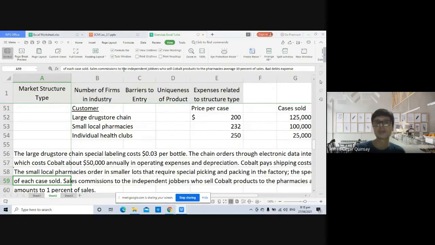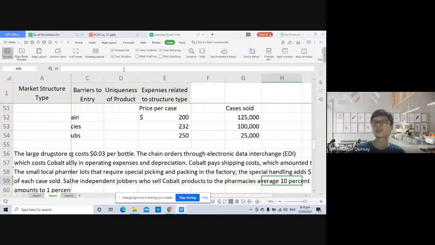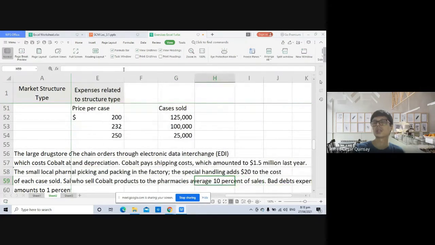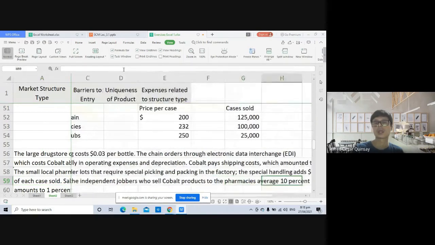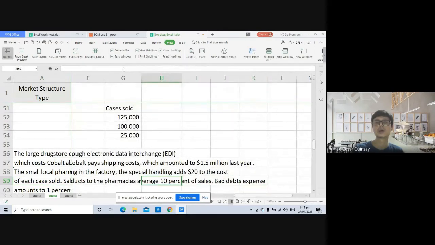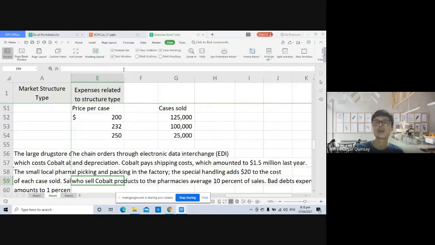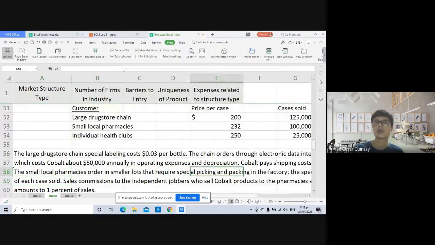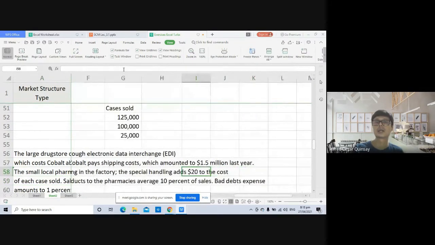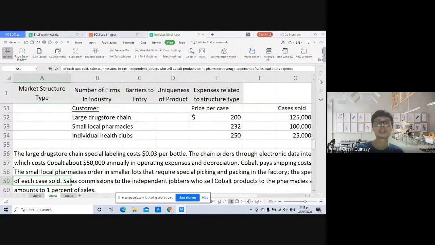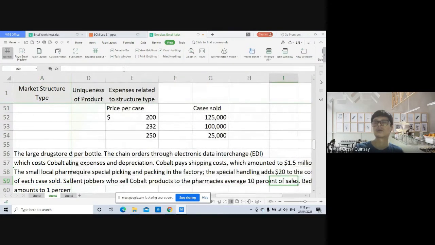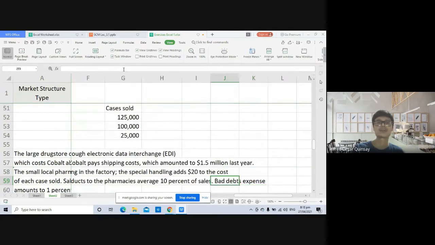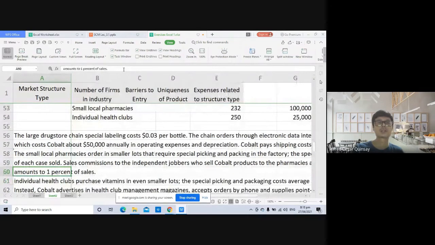Pays commission to the independent jobbers who sell Cobalt products to the pharmacies, average 10% of sales. Okay, so 10% of sales. So dito sa small pharmaceutical, meron silang magagastos na $20 sa cost for each case sold. Saka may commission pa, 10% of sales. So budget expense meron pa rin of 1% of sales.